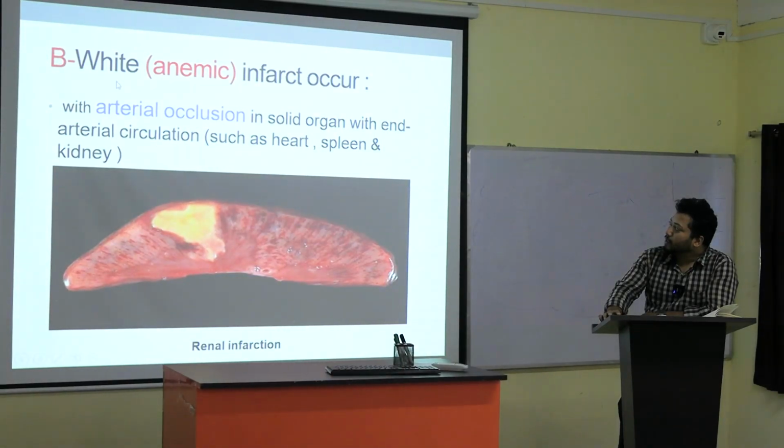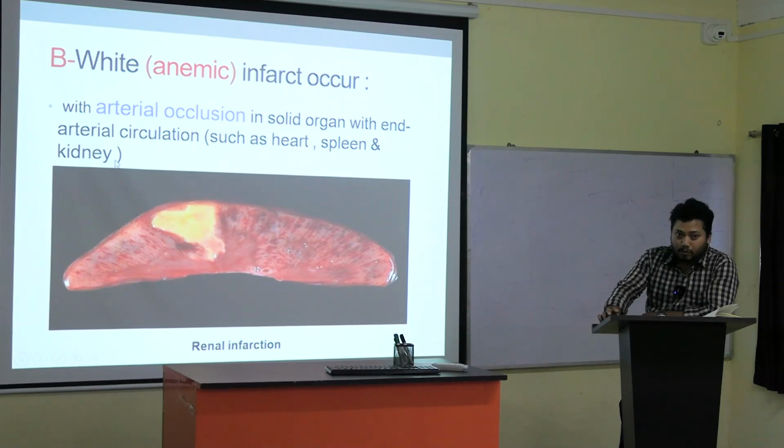This is the white anemic infarct with arterial occlusion in solid organs with end-arterial circulation such as heart, spleen and kidney. We all know that the heart has limited blood supply. There is no anastomosis, which means if one of the arteries gets blocked, there is no other artery to provide blood to that particular muscle. And what is the blood supply for the heart? It is the coronary arteries; spleen, splenic arteries; kidney, renal arteries.